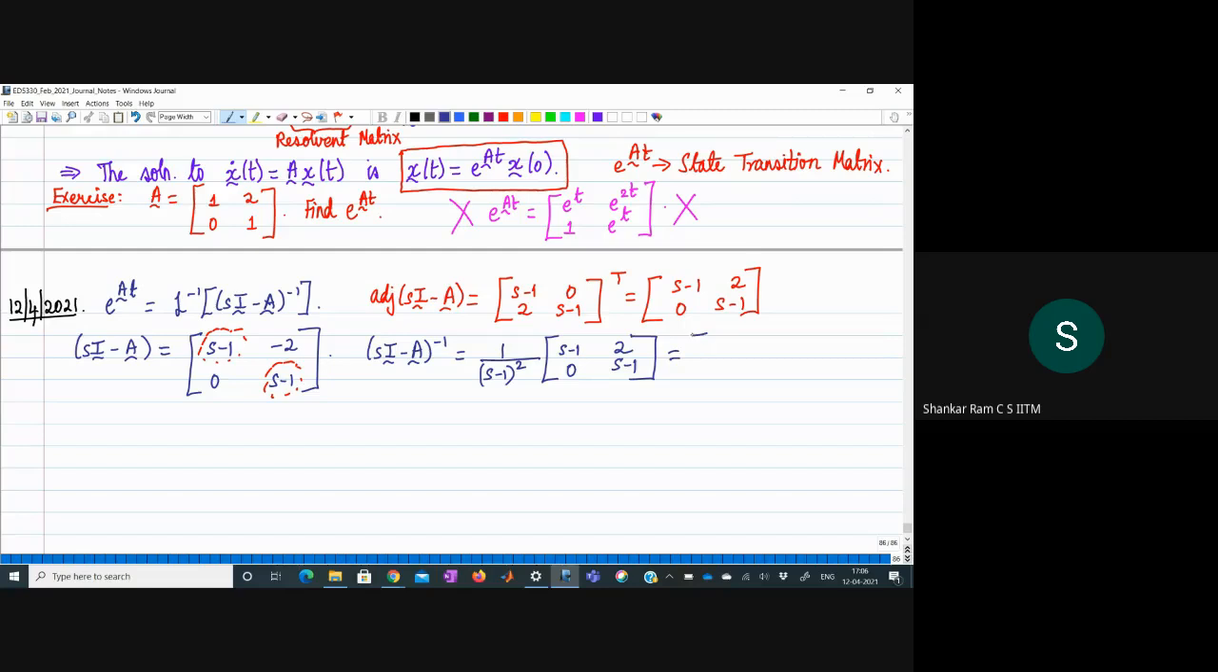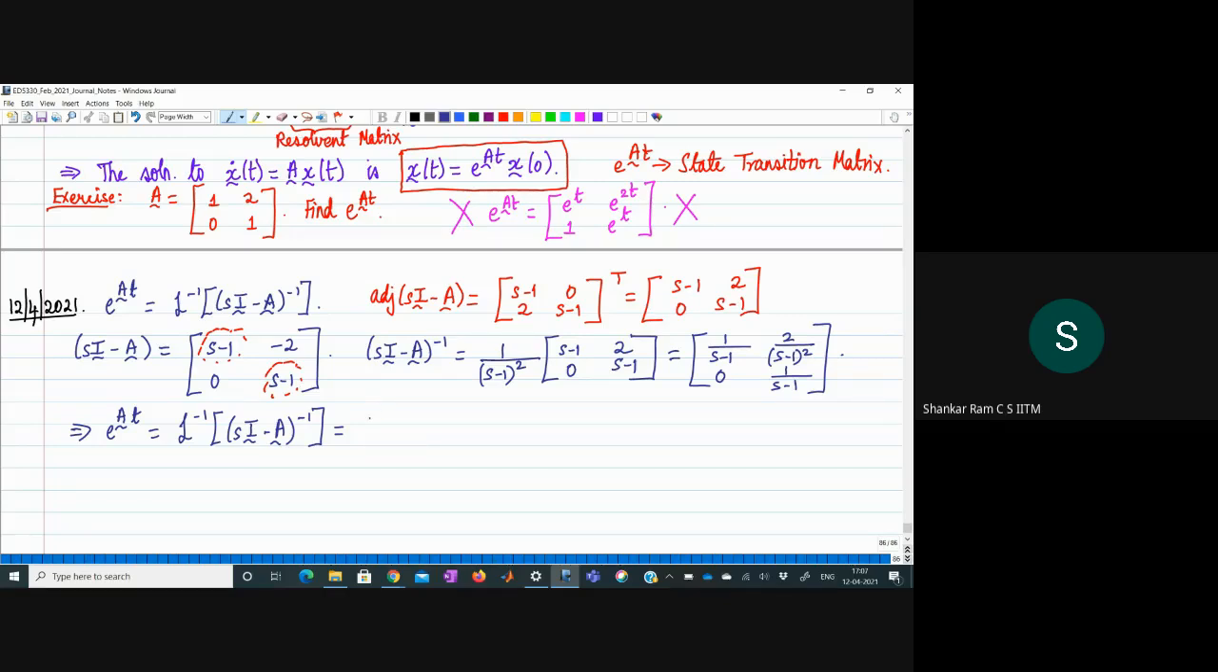If we have this adjoint matrix, now we take s minus 1 whole square inside. We will immediately see that we are left with 1 by s minus 1, 2 by s minus 1 whole square, 0, and then 1 by s minus 1, right? These are the 4 elements of this matrix. If we want to get e power At, we need the Laplace inverse of sI minus A inverse, so we need to take the Laplace inverse of these 4 individual terms.